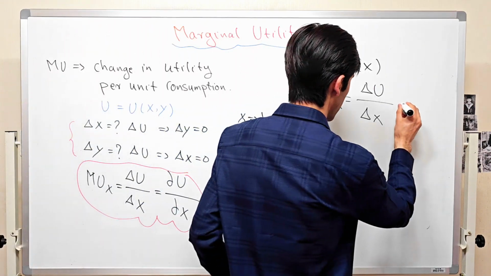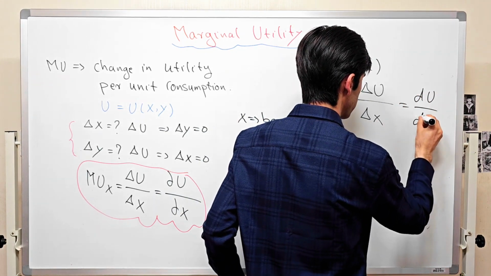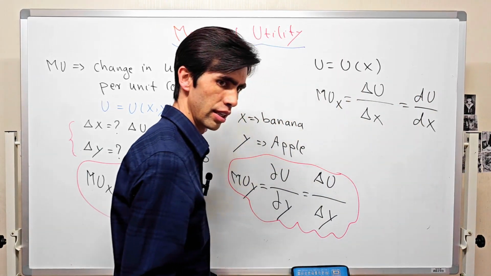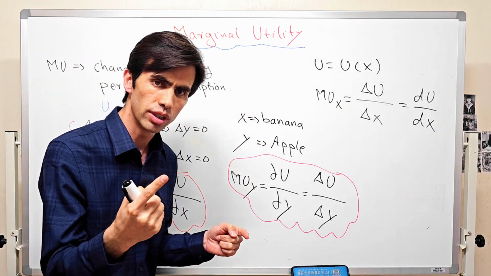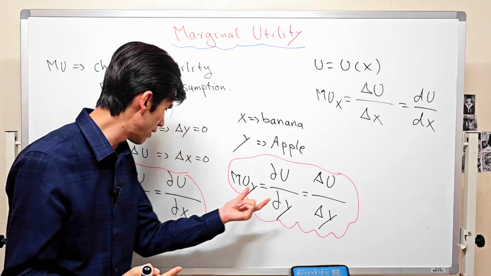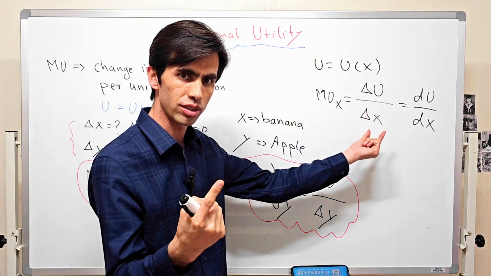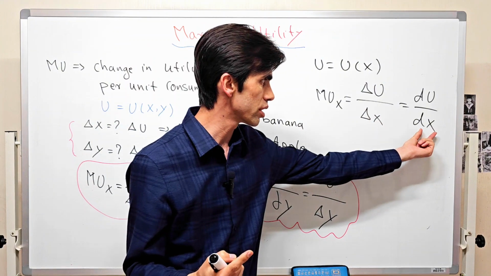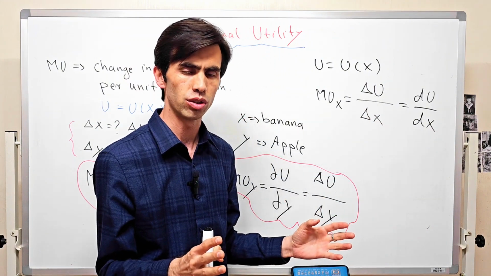You can just write down the derivative of utility with respect to x. It depends: when we have more than one good in our consumption bundle, we use the partial derivative. When we have only one good in our consumption bundle, we can just use the derivative. So this is the formula for the marginal utility.